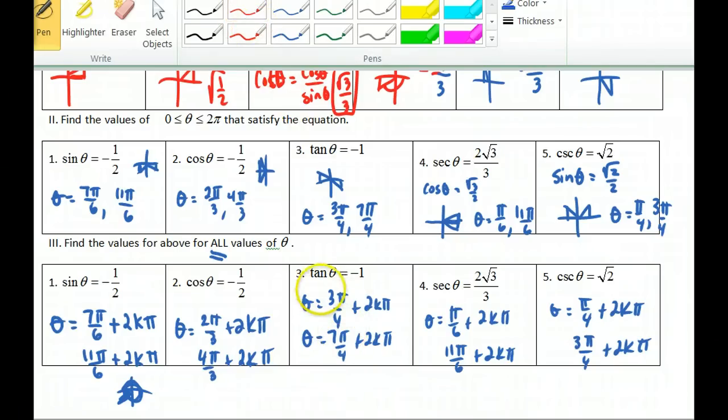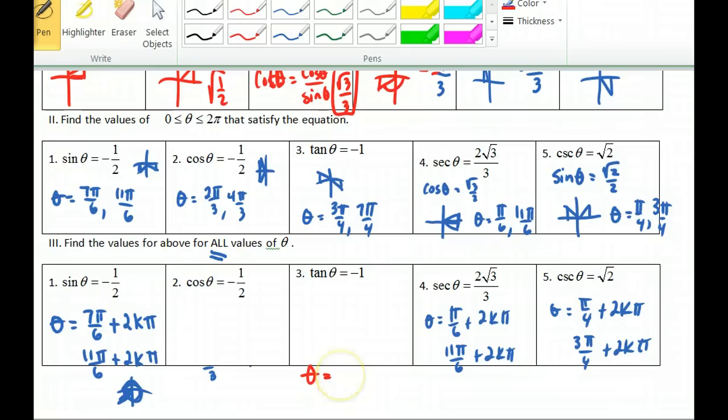So how to compartmentalize this thing is that we simplify it by saying that theta is equal to 3 pi over 4, and I can go plus k pi. This is a simplified version because this also includes 7 pi over 4, because from 3 pi over 4 to 7 pi over 4, I just go pi units. Notice it's not 2k pi anymore. It's just k pi. All right, so that's a simplified form.